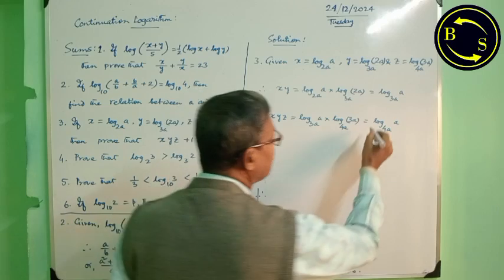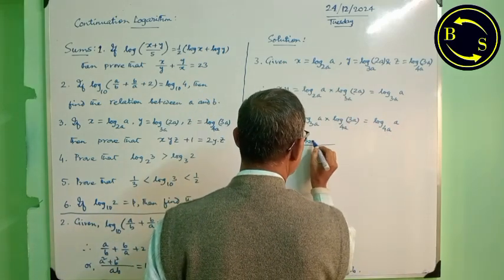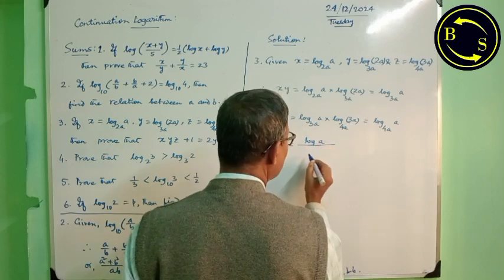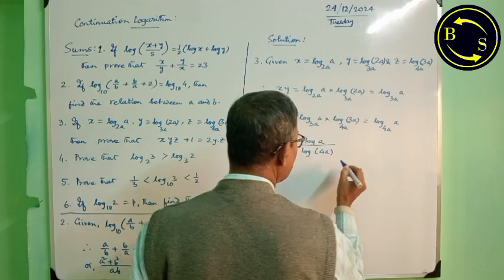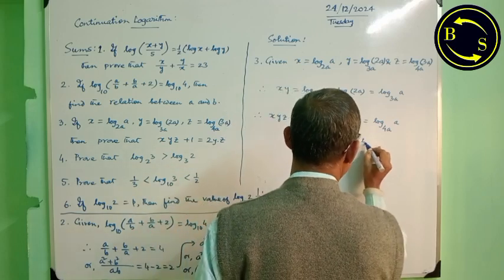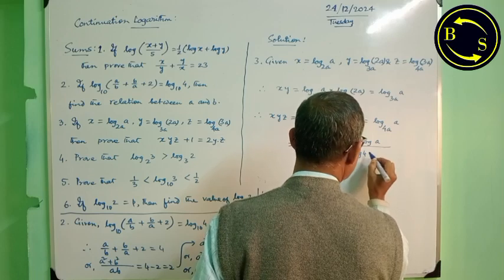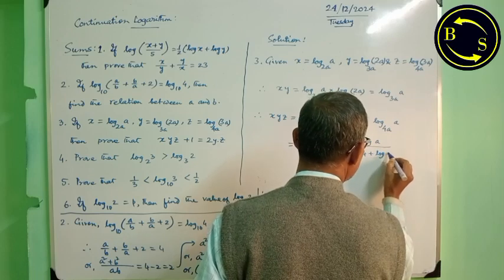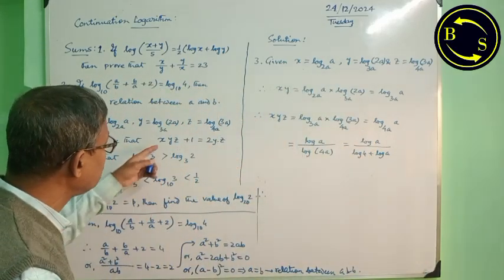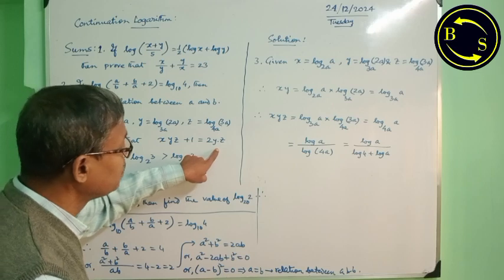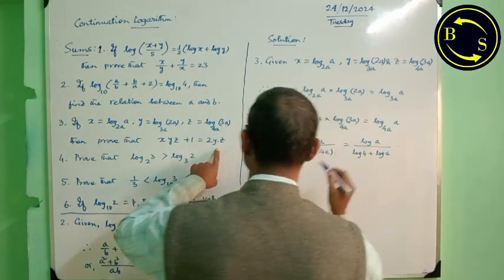Now, I can use again the base changing formula: log a over log 4a. That means log a over log 4 plus log a. Or we can calculate 2yz separately. Okay, I keep this step here.